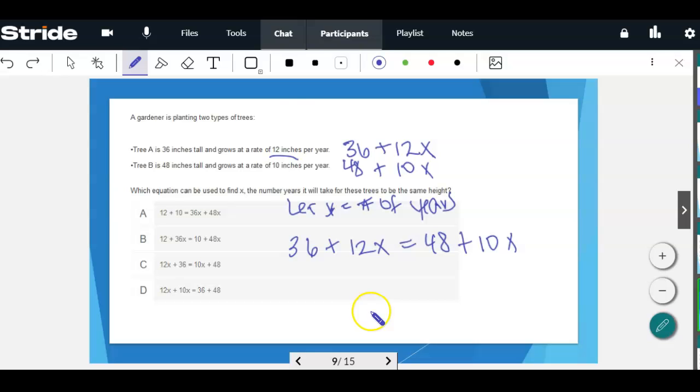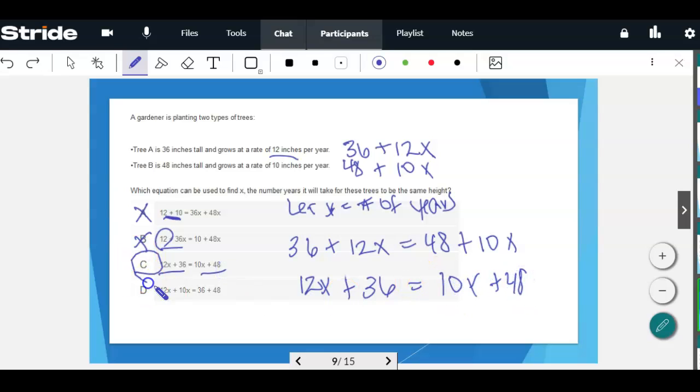And remember that you can switch these around. So let's see what we have. Look at A, 12 plus 10. Nope, that's not on either side. 12 plus 36x. Nope, the x needs to go with this 12. 12x plus 36. Yes, that's the same thing. You can rewrite this as 12x plus 36. Change the order. And this says 10x plus 48. So again, switch those around, and that works.